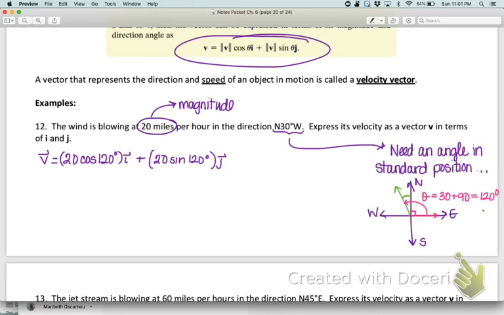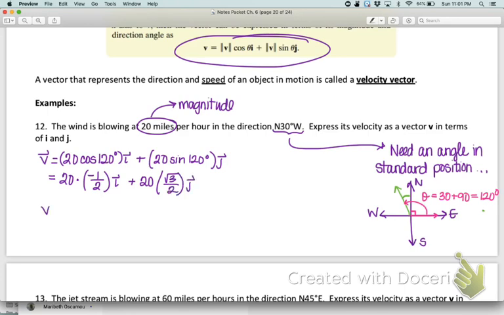Now you can go ahead and put that into your calculator. 120, those are numbers that we know from our unit circle. So in calculus, that very well might be a no calculator question. And I left my answers in exact form. So this is going to be 20 times the cosine of 120 is negative 1/2 times i, plus 20 times the sine is square root of 3 over 2 times j.